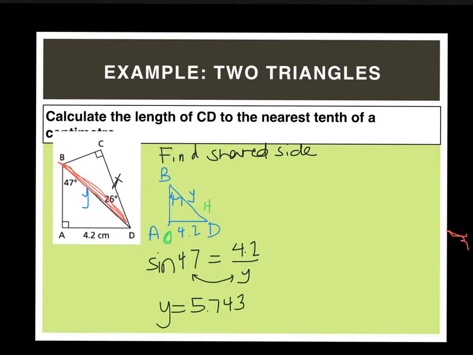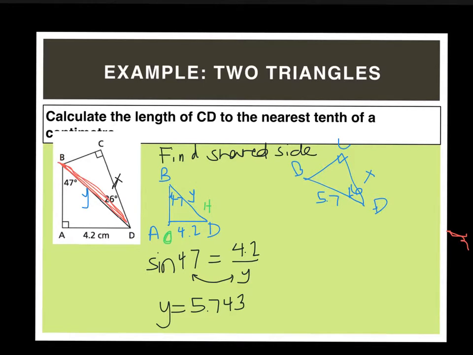Okay? So then we take the next triangle. I draw out the other triangle totally separately. I have B, C, D, and I write out the sides and everything. And I can fill in my numbers. So I know this is 26. And Y, which I just found, is that 5.7 number. And I want to find X.